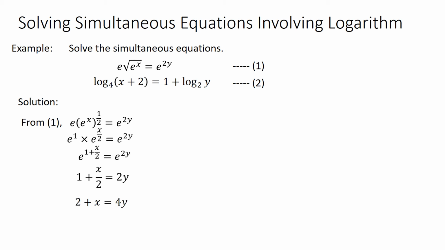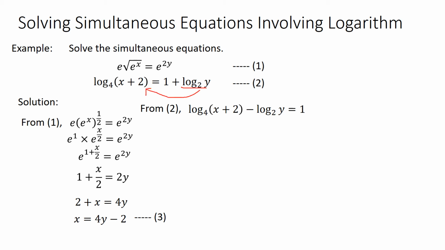Both sides times 2, I will get 2 plus x equals 4y. Hence, x equals 4y minus 2. So this is the third equation. Then from the second equation, I just bring the log 2y to the left hand side, then it becomes log 4 (x + 2) minus log 2y equals 1.